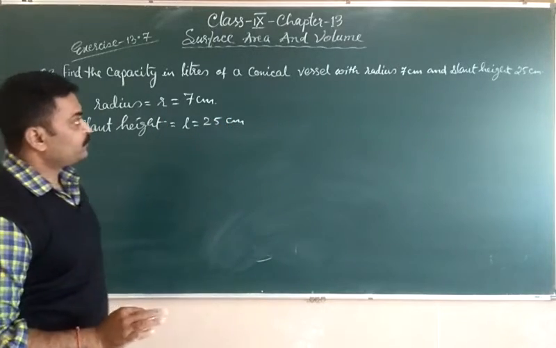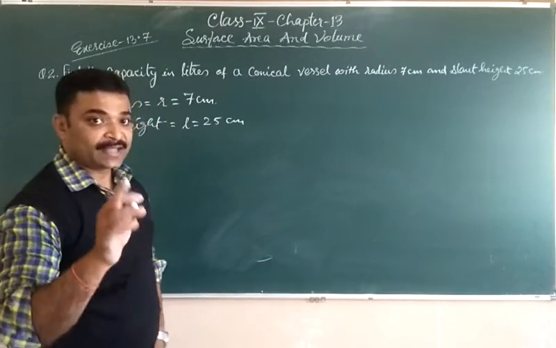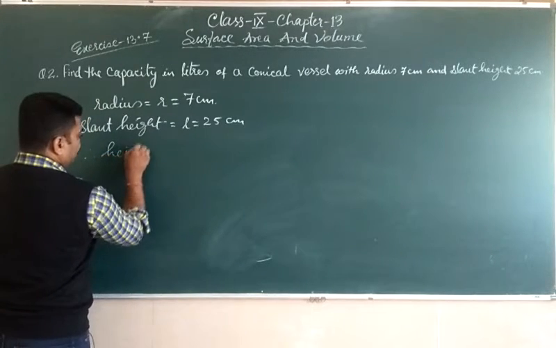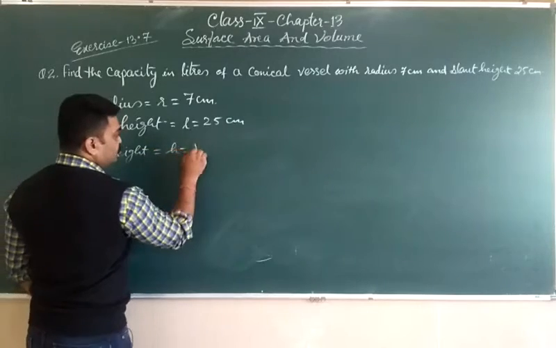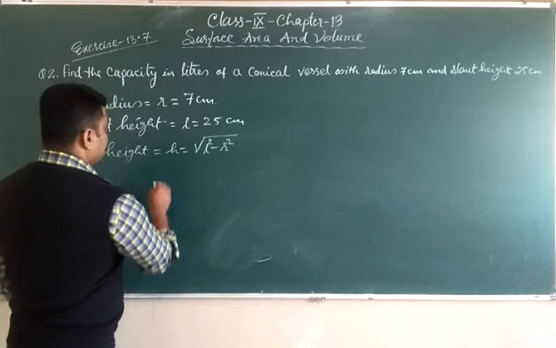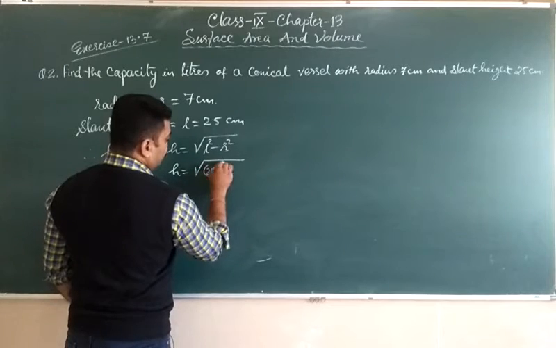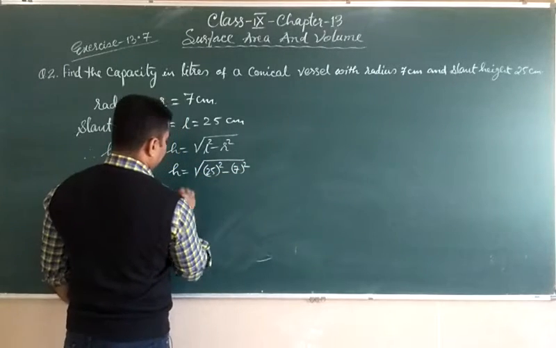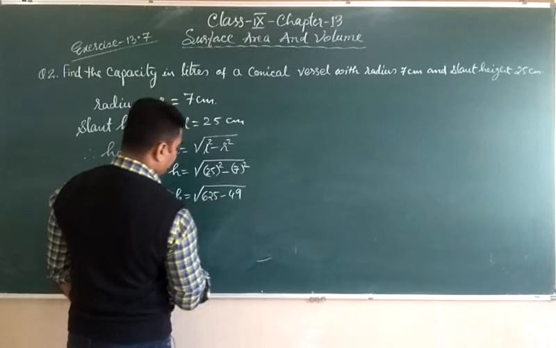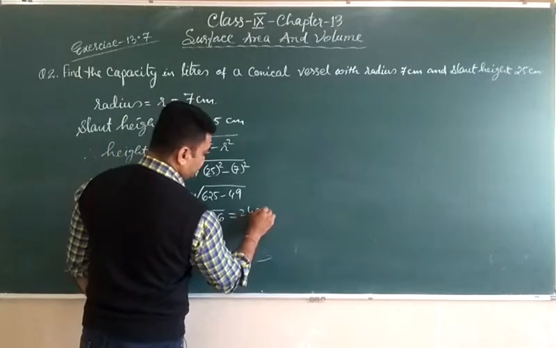See students, we have to find the capacity, that means volume, and volume of cone is equal to 1 upon 3 pi r square h. So we have to find the h. Therefore height h is equal to under root l square minus r square. Clear? Now h is equal to root over 25 square minus 7 square. Then h is equal to root over 625 minus 49. So h is equal to root over 576, which is 24 centimeter.